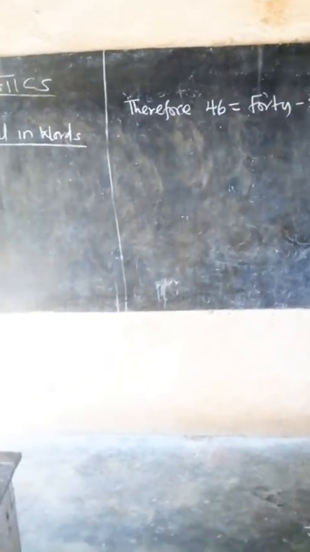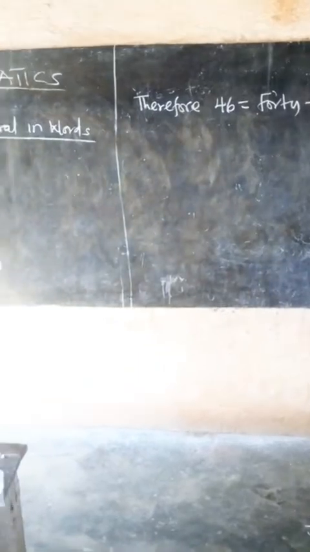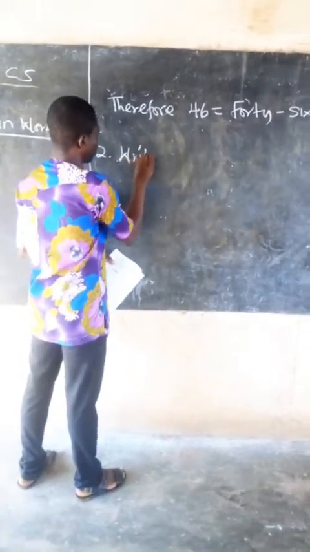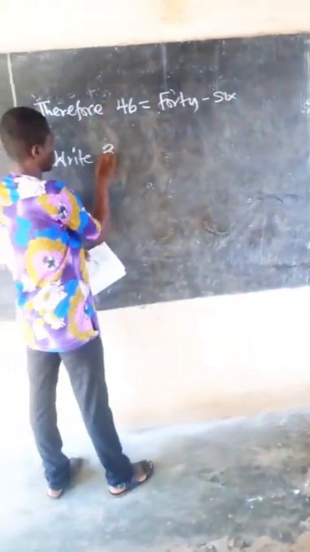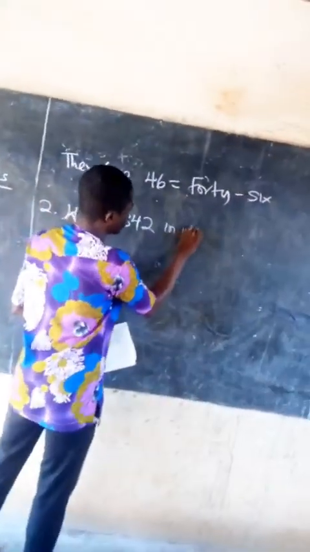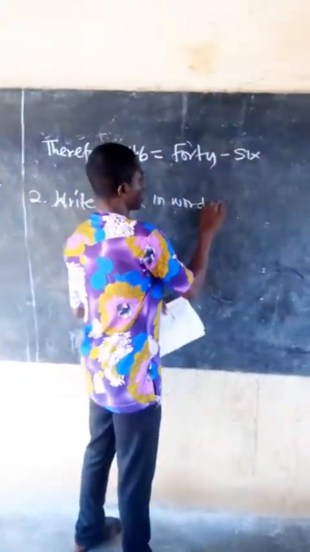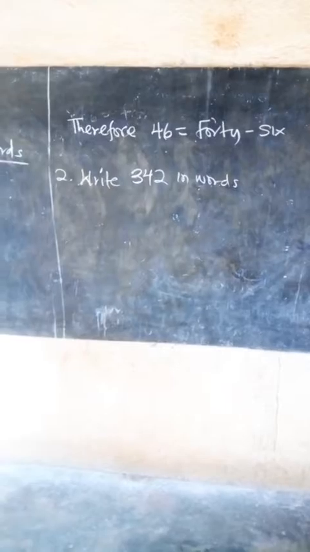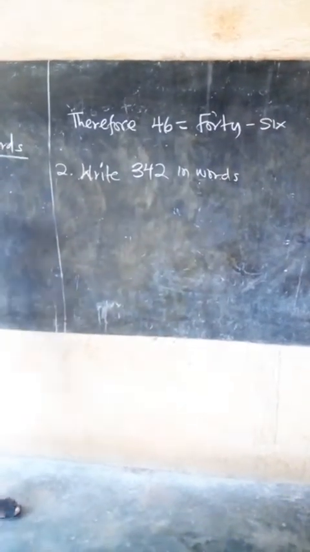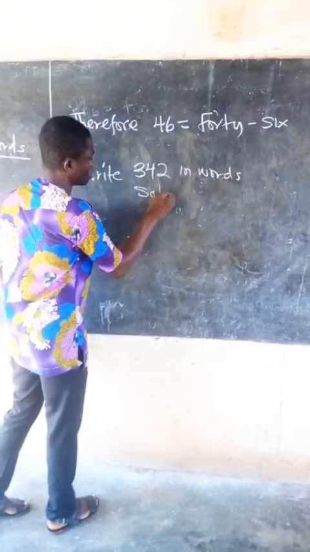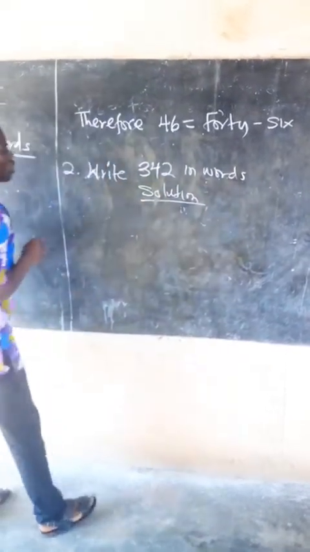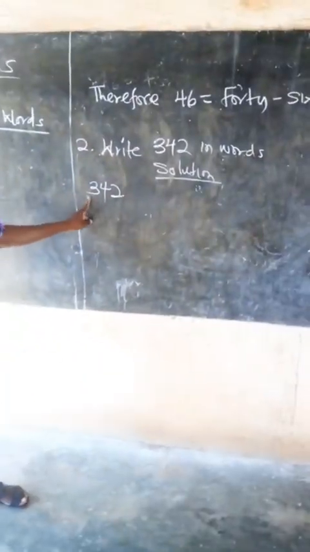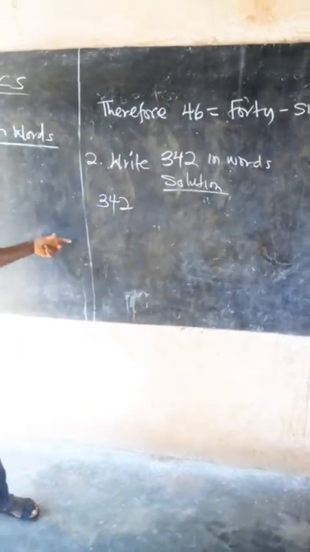The same question: we should write 342 in words. You're going to write this one in words. Solution: we mention it as 342.